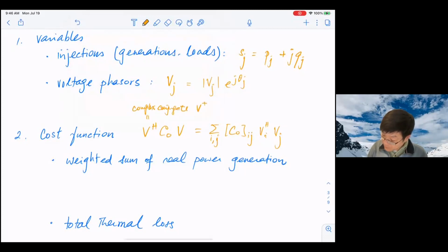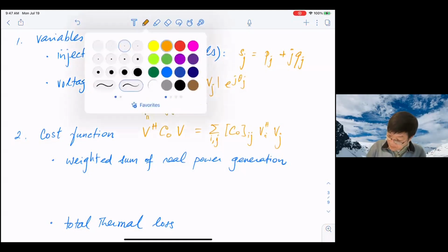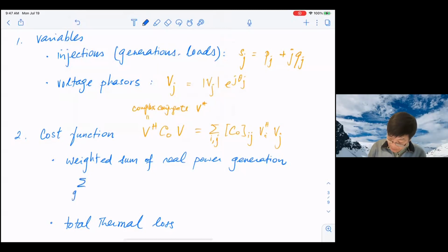Sometimes we write V star to be the complex conjugate, which means that each component of the vector is complex conjugate. So V^H is the Hermitian transpose. It's a complex conjugate and then transpose, so it becomes a row vector. So for example, if we want the cost to be a weighted sum of the real power generation, this can represent the fuel cost. Then we can write, say, the cost to be the sum of the generators j of some unit cost c_j, dollars per megawatt hour, for example, times the real part of the s_j. Real part s_j is this.